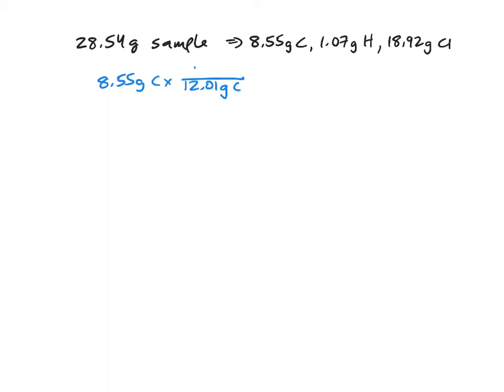1 mole of carbon contains 12.01 grams of carbon, and that gives us 0.7119 moles of carbon. Same idea for hydrogen, 1.07 grams of hydrogen, 1.008 grams of hydrogen for 1 mole of hydrogen.